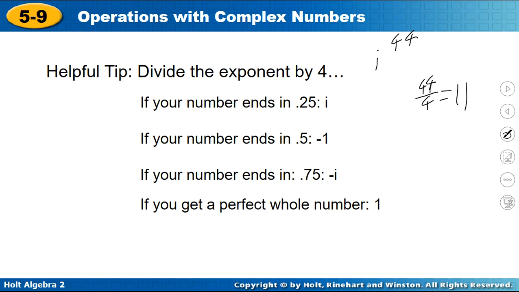So if my number ends in 0.25, that's going to be i in the sequence. If it ends in 0.5, it's the second part of the sequence, which is -1. If it ends in 0.75, it's the third part of the sequence, which is negative i. And if it ends in a perfect whole number, it's the fourth part of the sequence, which is 1. So this one ends with a whole number, so i to the 44th power would be equal to 1.